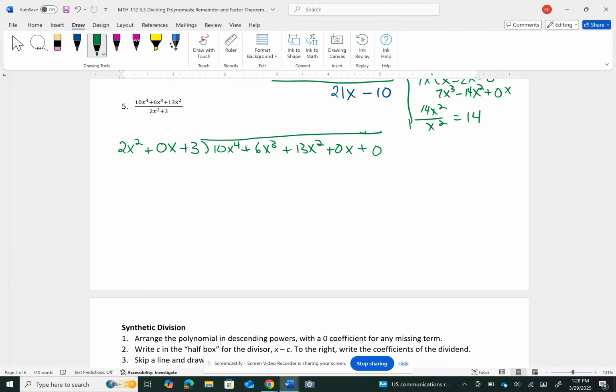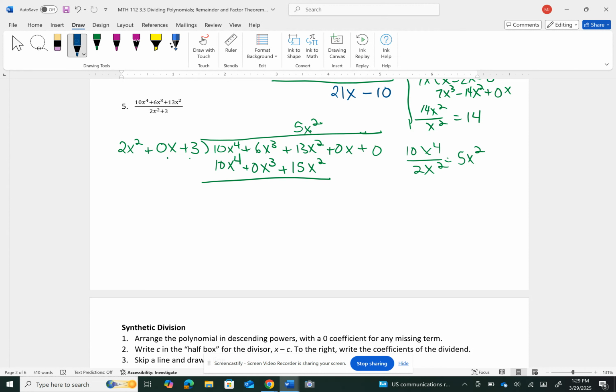So I'm going to start by taking the 10x to the 4th divided by the 2x squared. So that's going to be 5x squared. And I'm going to line that up above the x squared term. Now, let me go ahead and just do the multiplying back step and write it as I do it. So 5x squared and 2x squared would be 10x to the 4th. 5x squared and 0x would be 0x to the 3rd. 5x squared times 3 would be 15x squared.